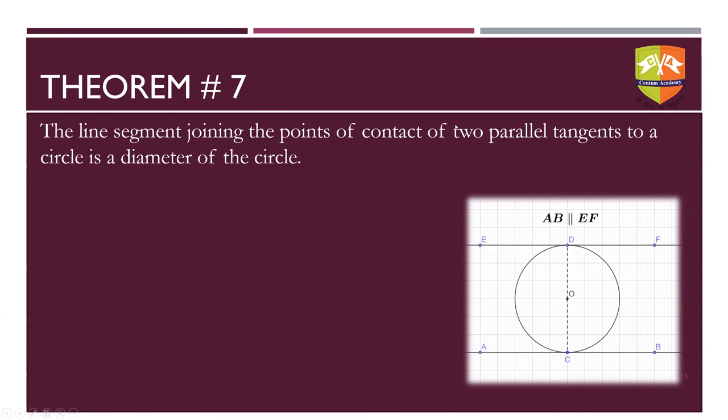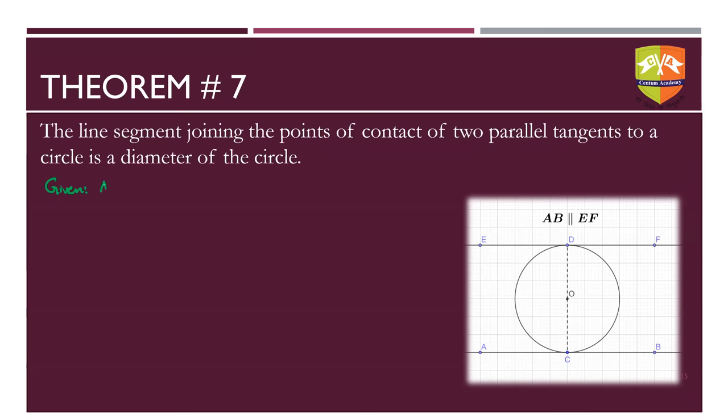Somebody said how to prove. What will you do? How will you prove? You will again go for a contradiction maybe. So what you'll do is this. So again, let us say that it's not a diameter.